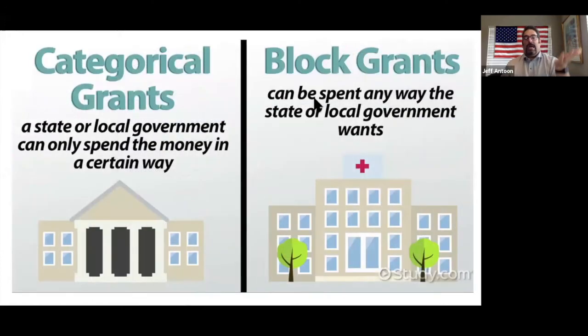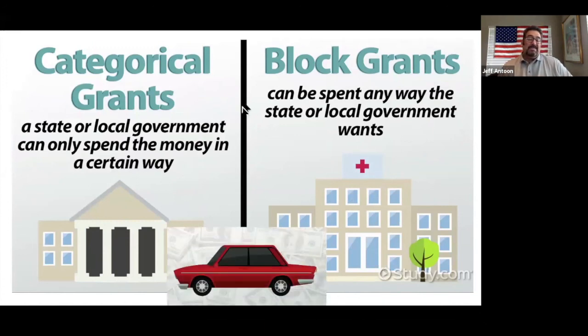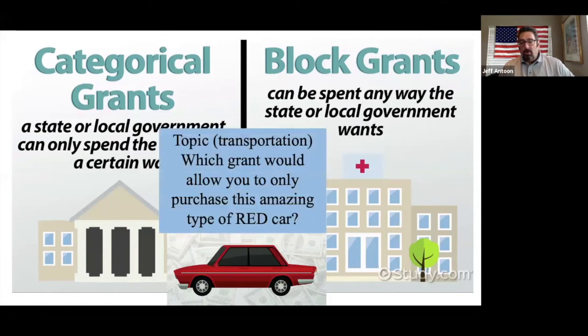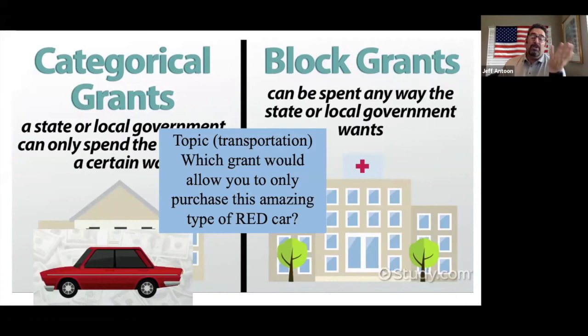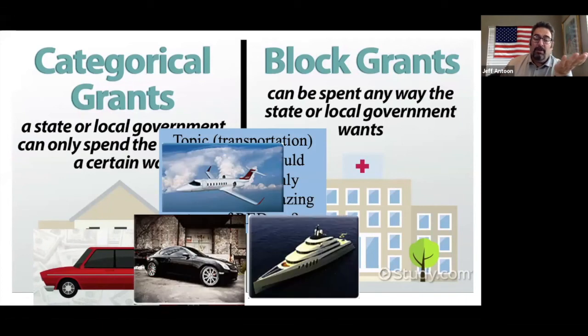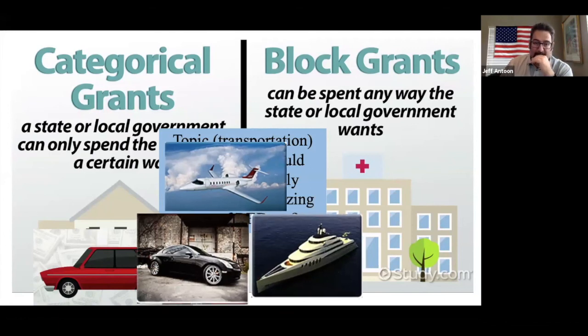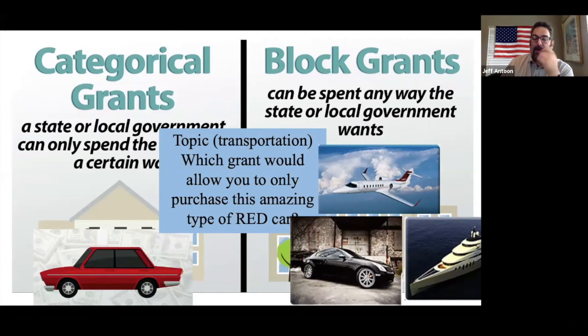So let me ask you, categorical and block, okay, the two major ones. If I said you have to purchase this specific red car, which one would it go under? If you said categorical, you're correct. But if I said here's a bunch of money, you got to spend it on transportation, which one would it go to? And if you said block, you're correct. Now my question is, which one would you want? That luxury car, the jet, or the yacht?